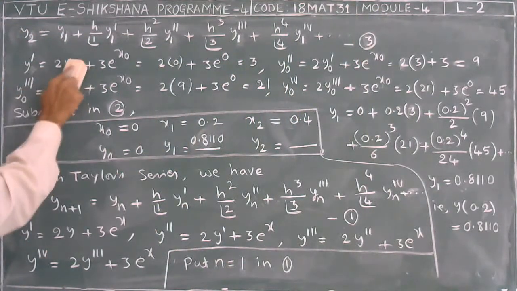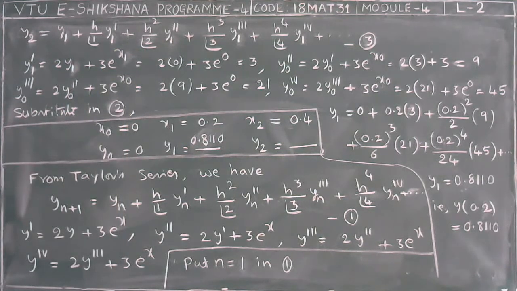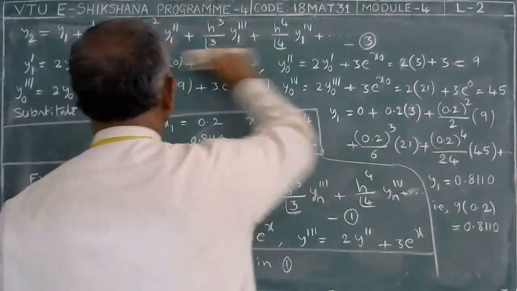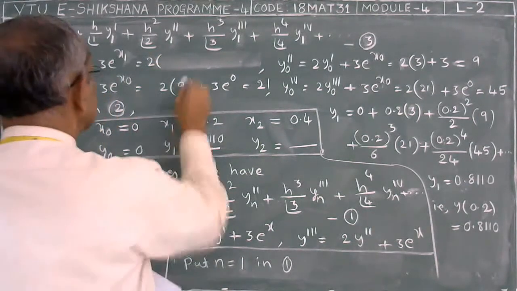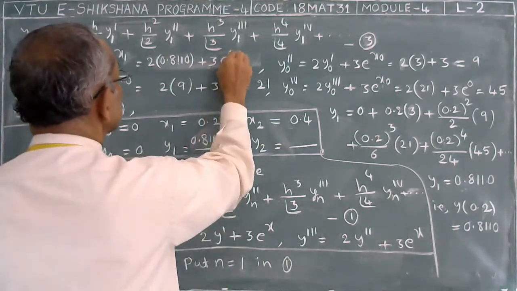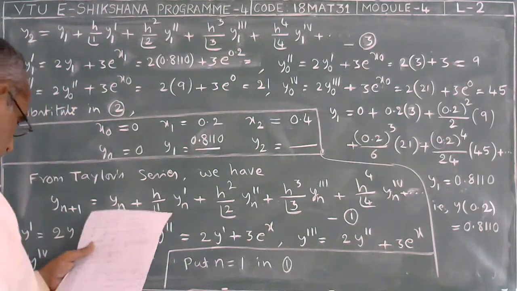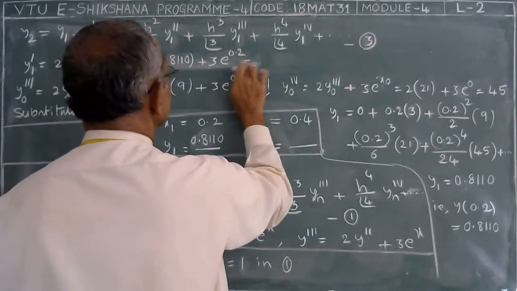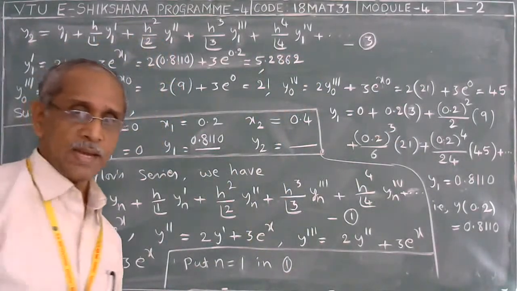So let me calculate y1 dash, that is equal to 2y1 plus 3 e power x1. I have to substitute here carefully. If you substitute, 2 into y1, where y1 is 0.8110, plus 3 e power x1, where x1 is 0.2. If you calculate using a calculator, you get 5.2862.